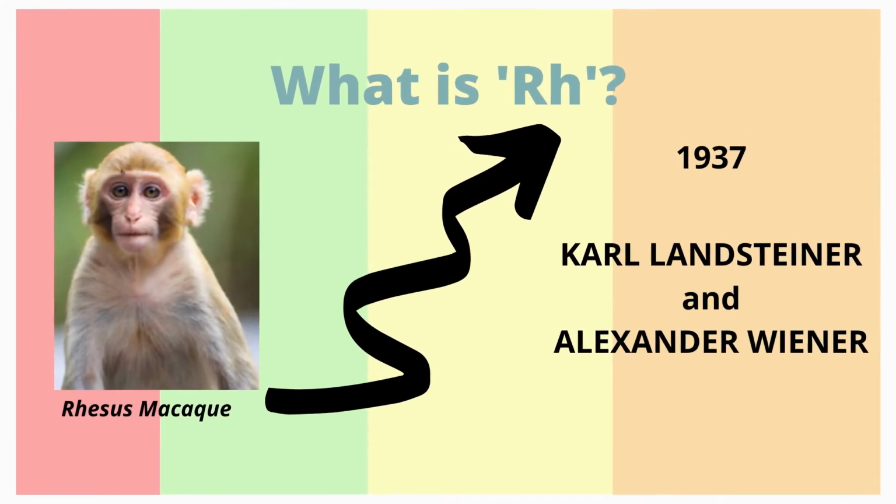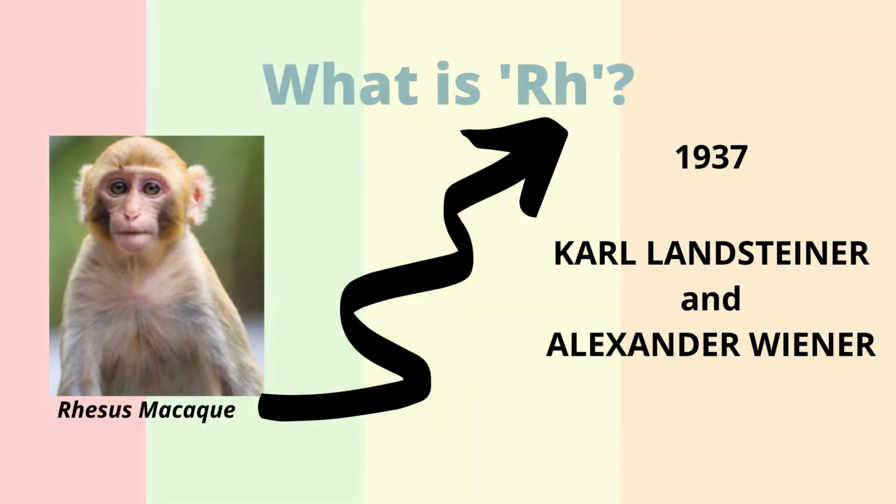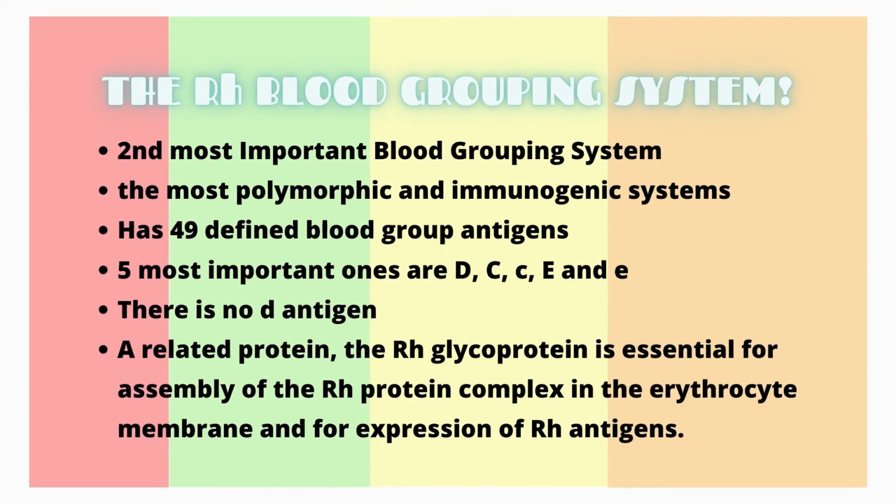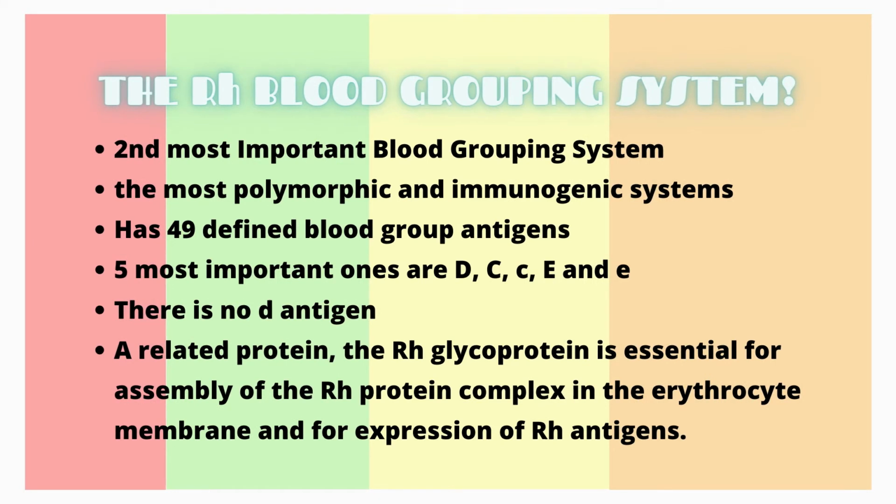RH comes from the name of the rhesus macaque monkey, which was found out in 1937 by Karl Landsteiner and Alexander Weiner. This RH blood grouping system is the second most important and the most polymorphic and immunogenic system. It has 49 different blood group antigens, out of which 5 are the most important ones.